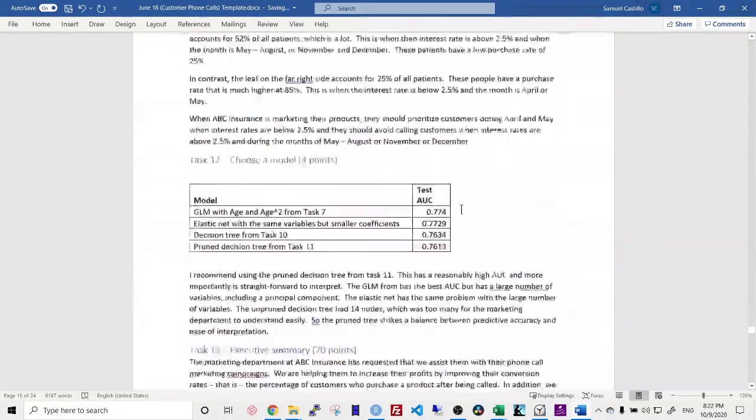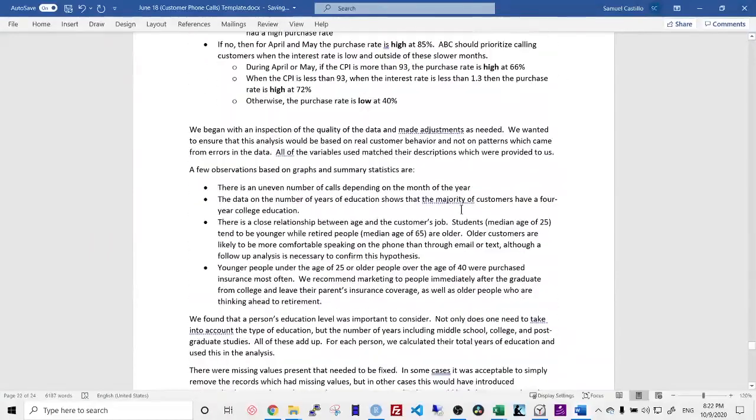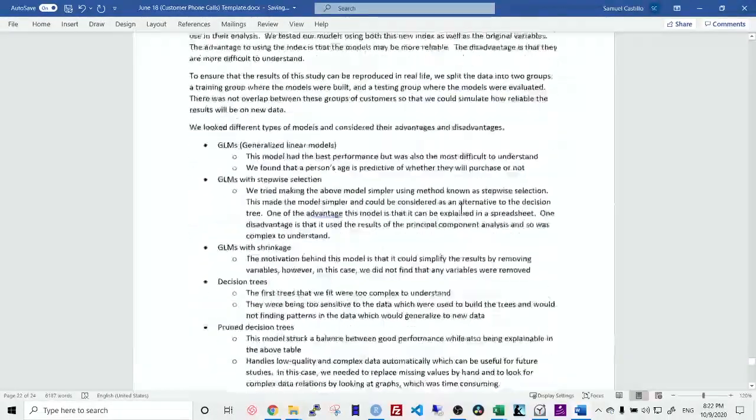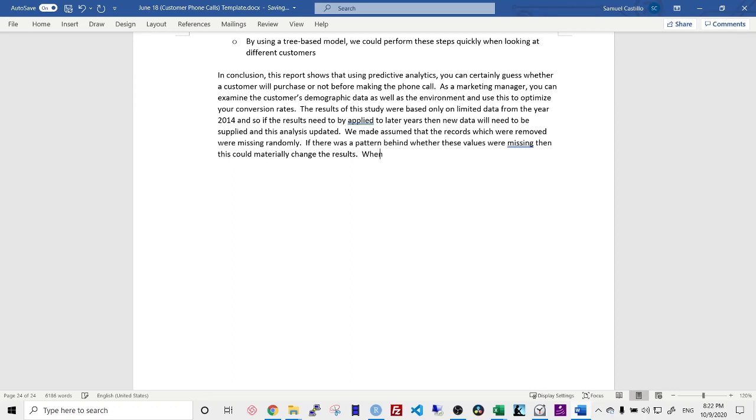Well, we assume that this data will be consistent in the future and that the way that people answer phone calls will not change. When answering the phone, the way in which a question is asked can have a big impact on the answer. So we assume that ABC's phone call strategy and tactics will not change. If this changes, then the results will no longer apply because the underlying data would be different.